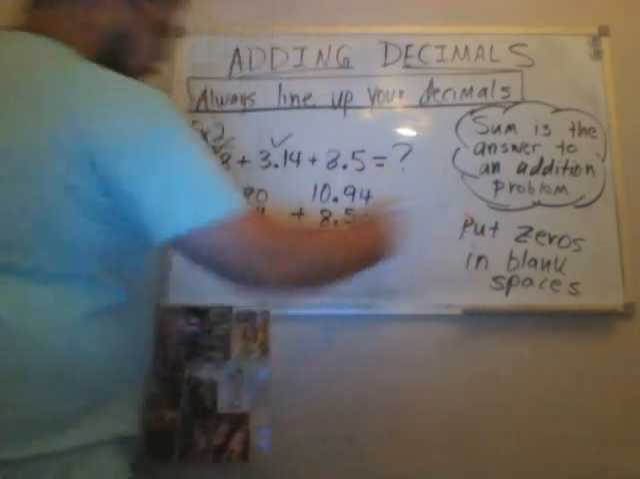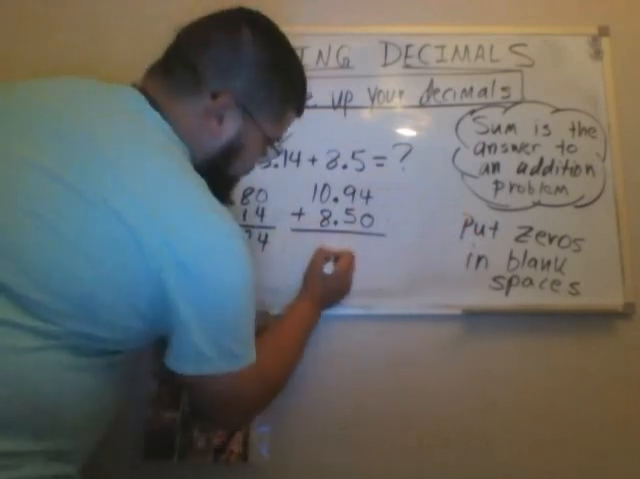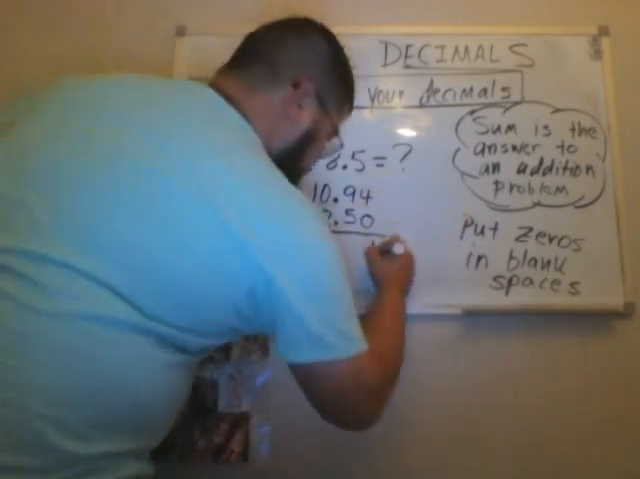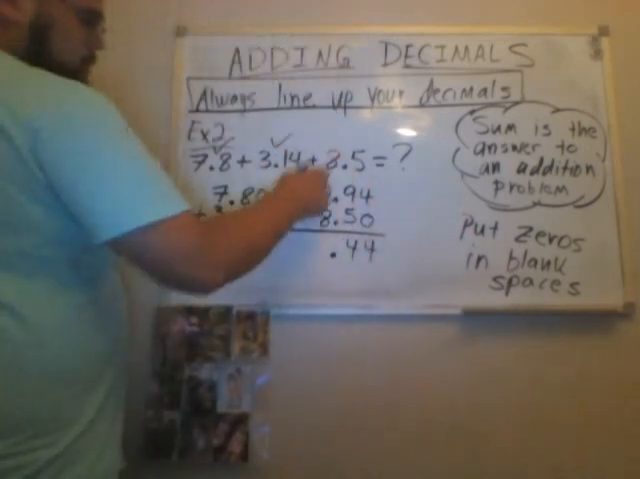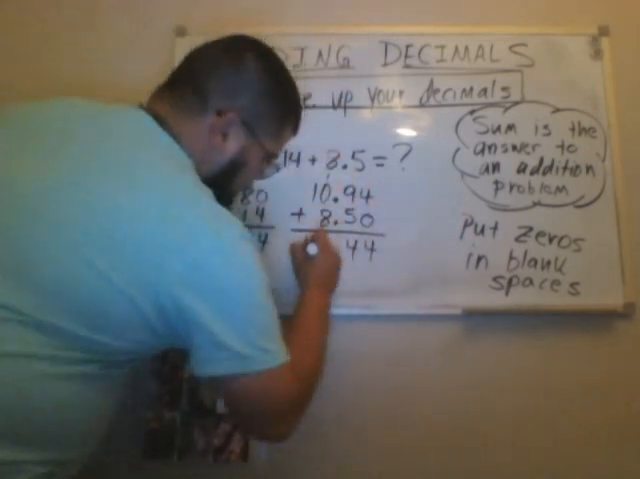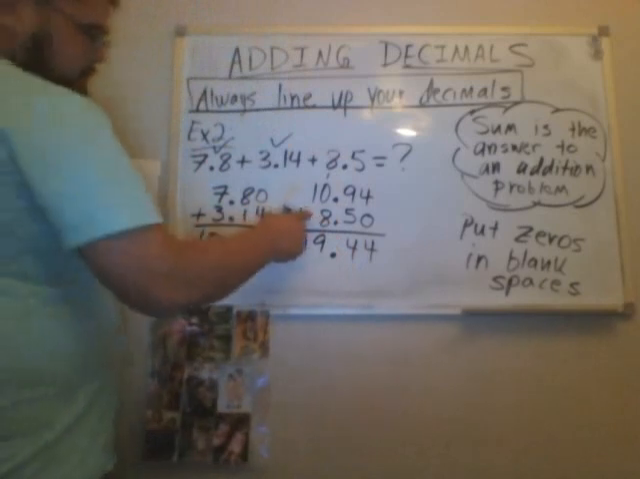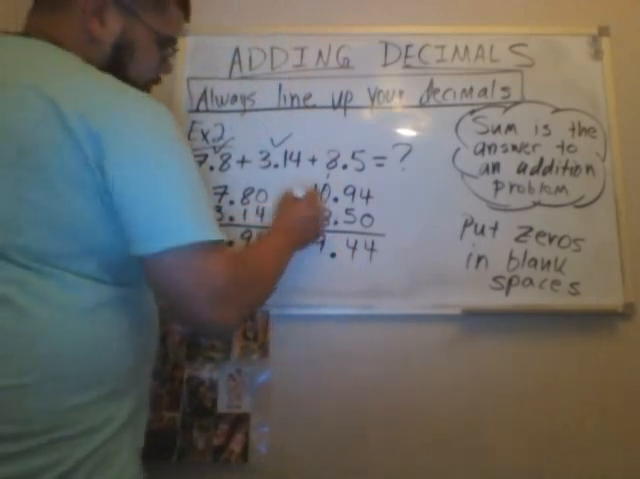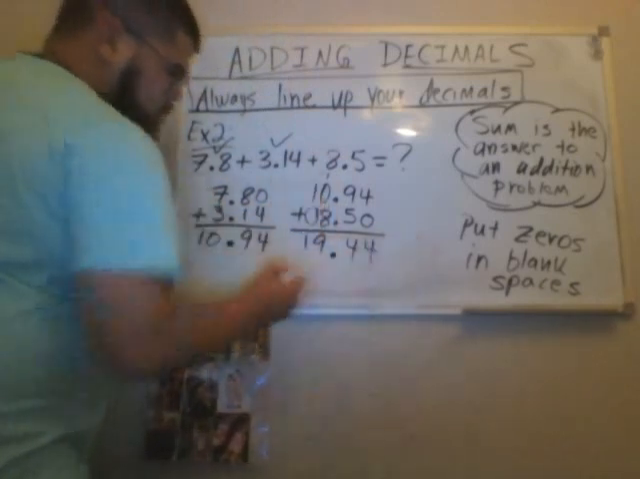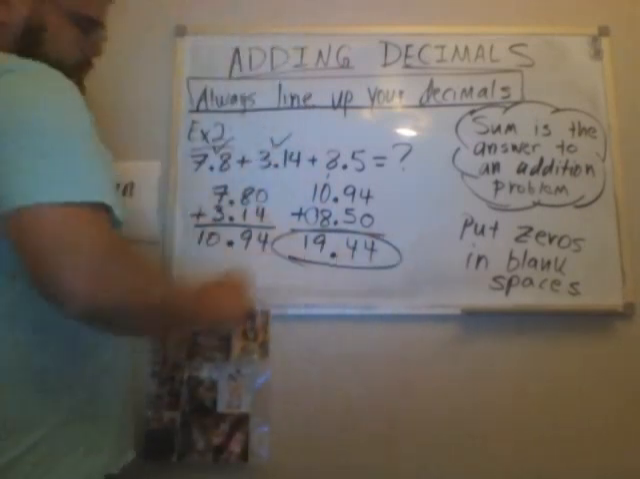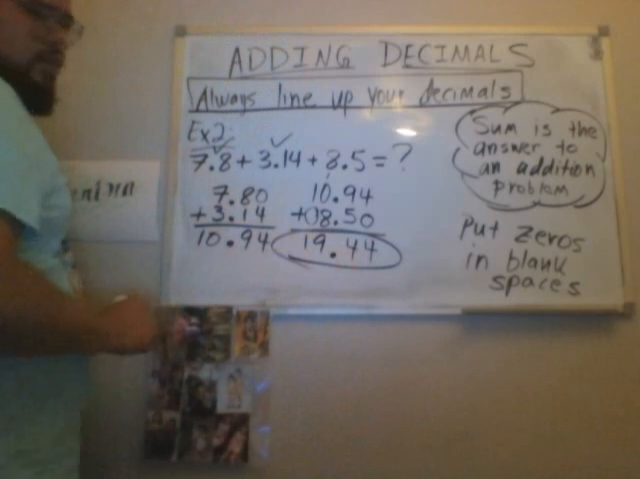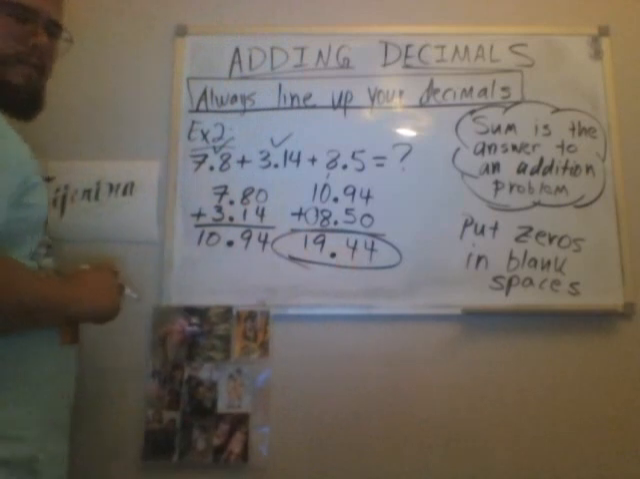Now, what goes in blank spaces? 0. Now we just add it like normal. Bring down our decimal. 4 plus 0 is 4. 9 plus 5, that's 14. Carry my 1. 8 plus 0 plus 1, that's 9. Bring down my 1. Okay, we can put a 0 here if we really want to. 0 plus 1 is just that 1. And so our answer comes out to be 19.44, or 19 and 44 hundredths, right? And so that's how we add these decimals.